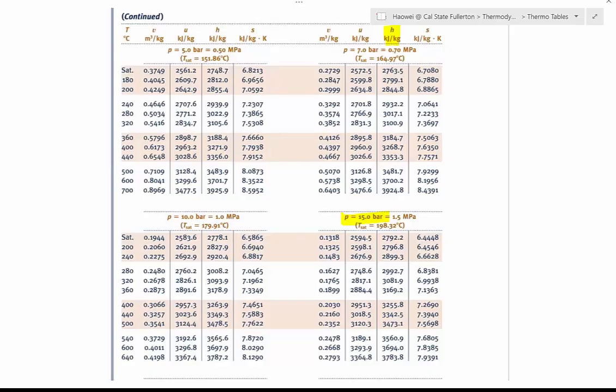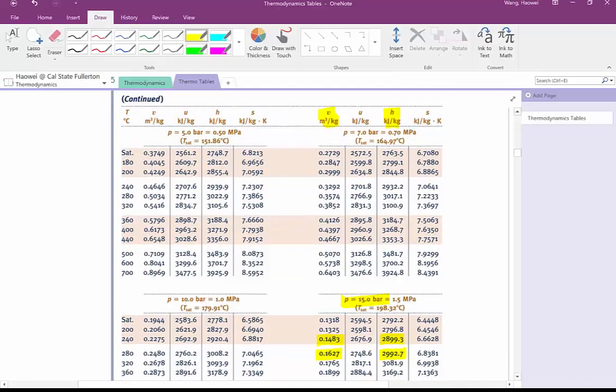We don't have exactly that number, but 2992.5 is between those two numbers. So what are we looking for? We're looking for a specific volume, first column. The specific volume we want must be between 0.483 and 0.1627. So now obviously we have to do what? Interpolation again. Okay, we do interpolation.